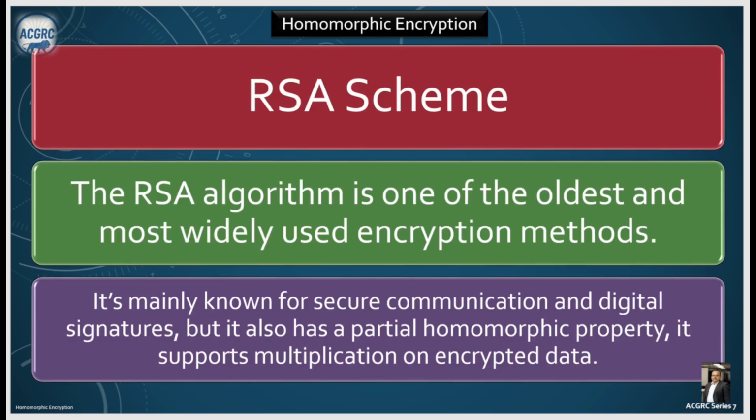RSA. The RSA algorithm is one of the oldest and most widely used encryption methods. It's mainly known for secure communication and digital signatures, but it also has a partial homomorphic property. It supports multiplication on encrypted data. Not many know about this. Now you do.